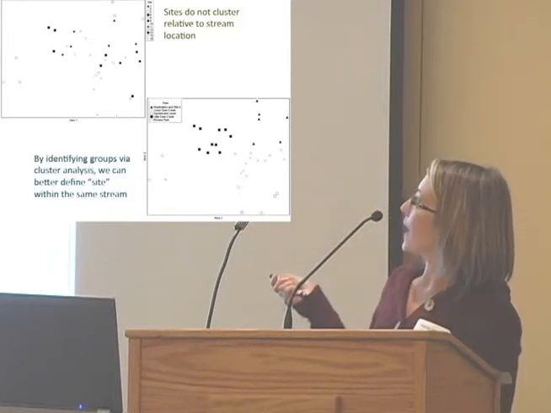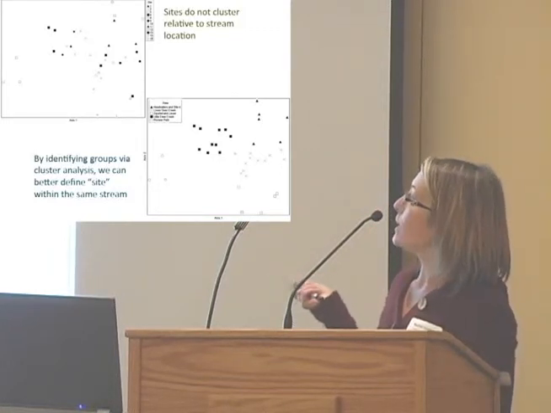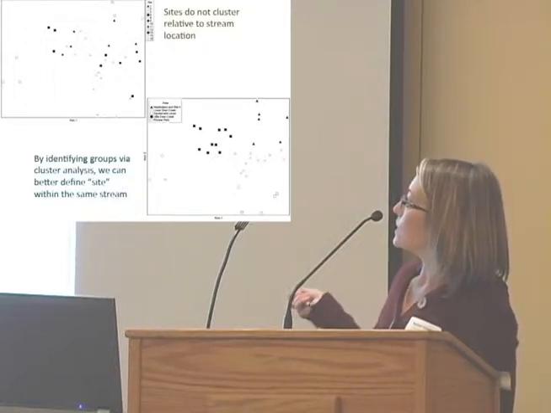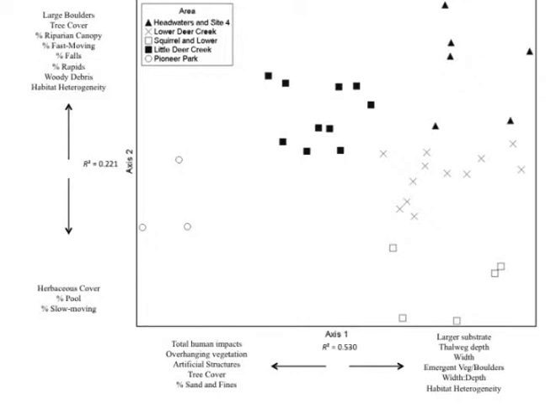And so we have the headwaters and site 4, which is actually quite a bit downstream, clustering up here. We have many of our lower Deer Creek sites clustering here. Squirrel Creek, which is a tributary of Deer Creek down in the lower elevation, and a couple of the lower elevation sites clustering here. Little Deer Creek, which is a mid-elevation tributary. And then Pioneer Park, which is a site in Little Deer Creek, also mid-elevation. So by identifying these groups via the cluster analysis, we can better define site, and we can have what we're calling multiple visits.